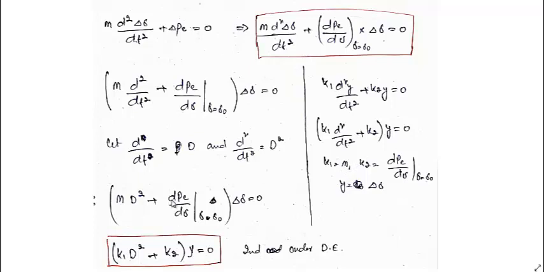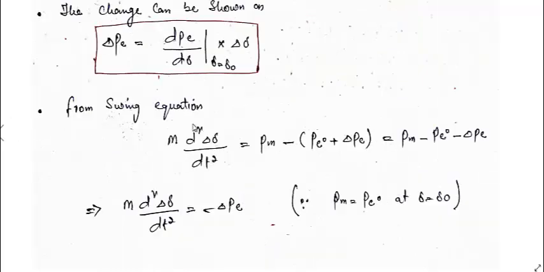This k2 is equal to dP_e by d delta at delta equal to delta naught, and y will be equal to d delta. I just want you to recall this is a second order differential equation, and usually you have done them in terms of x and y. That's why I have written the y over here, because here y will be on the y-axis, and here it will be d delta.